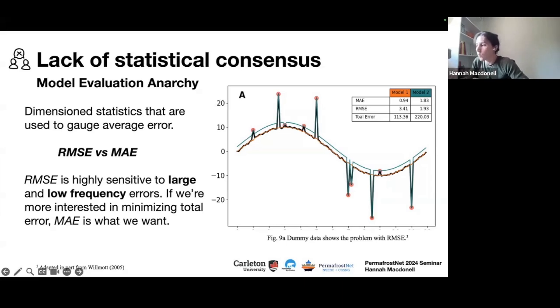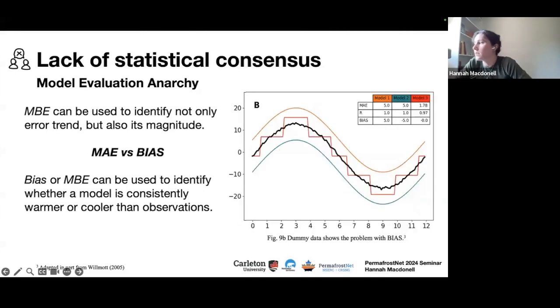So while this is, again, a subjective decision being made for this framework, if our aim is to minimize total error over the observed time period, a mean absolute error will serve as a better indicator of that. Second, I want to talk to you about bias or mean bias error.